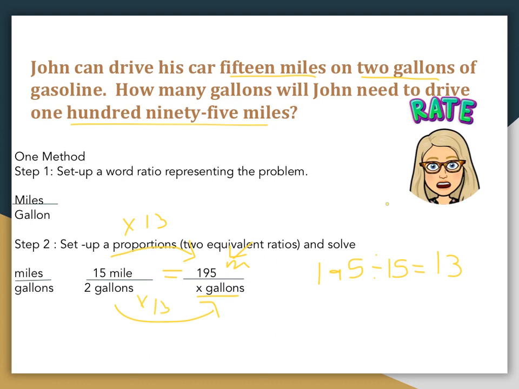When you scale up 2 gallons by 13, you get 26 gallons. And there you have it. It will take John 26 gallons of gasoline to travel 195 miles.